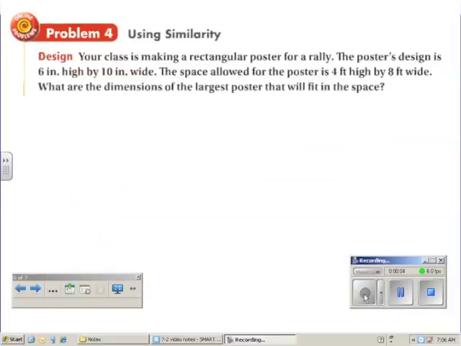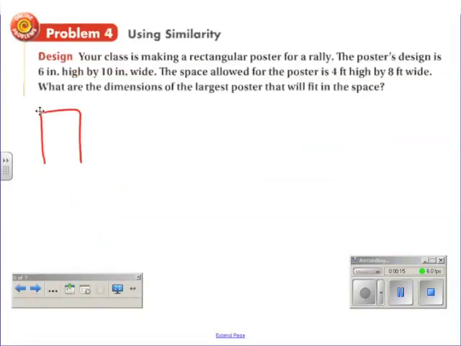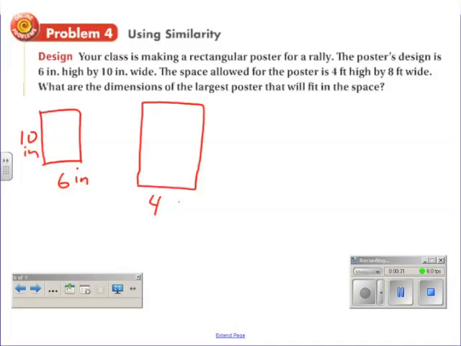All right, here's problem 4 using similarity. It says that your class is making a rectangular poster, and that poster's design is 6 inches by 10 inches. So what we have is a poster that looks something like this, 6 inches by 10 inches. The space allowed for the poster is 4 feet high by 8 feet wide. So we're going to take that poster and then we're going to enlarge it onto a piece of paper that is 4 feet by 8 feet. What are the dimensions of the largest poster that will fit in this space?